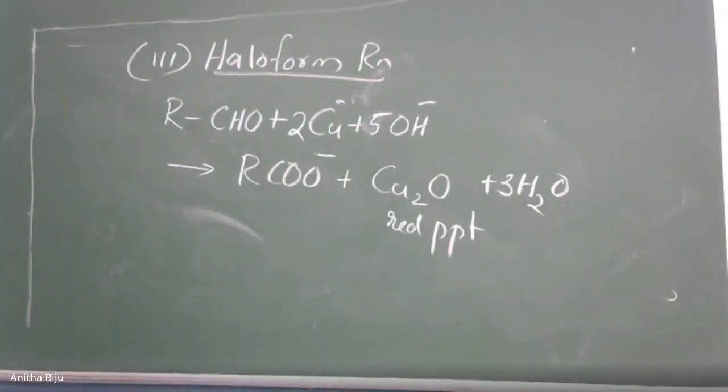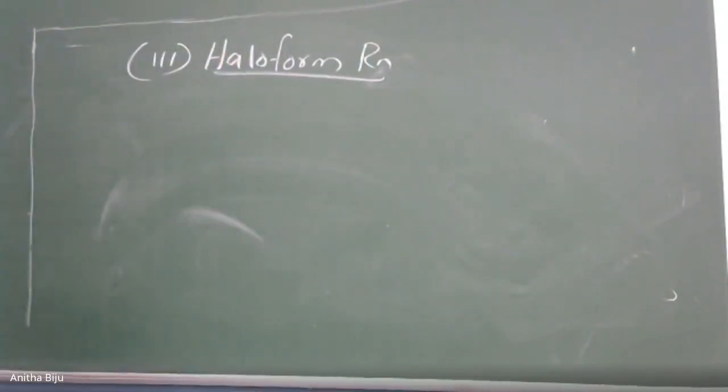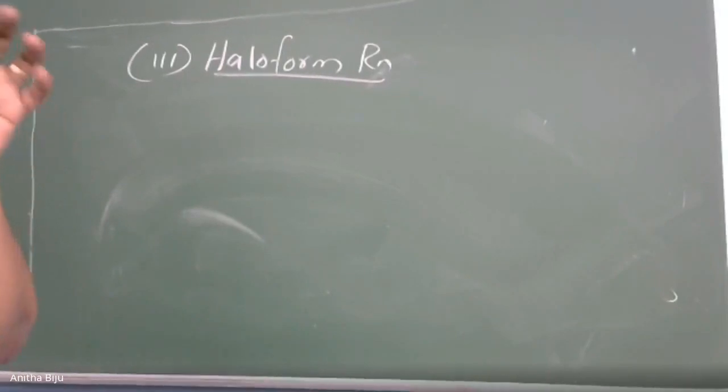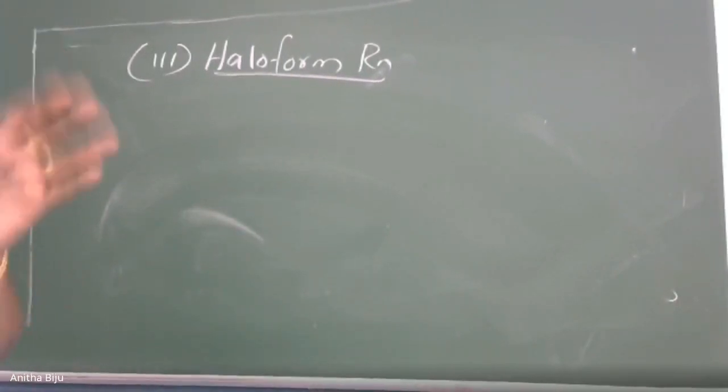Haloform reaction, a very, very important reaction. It is something related to halogen. How is it related to halogen? Because there is one condition for the substrate: only a definite categorized substrate undergoes this particular reaction.